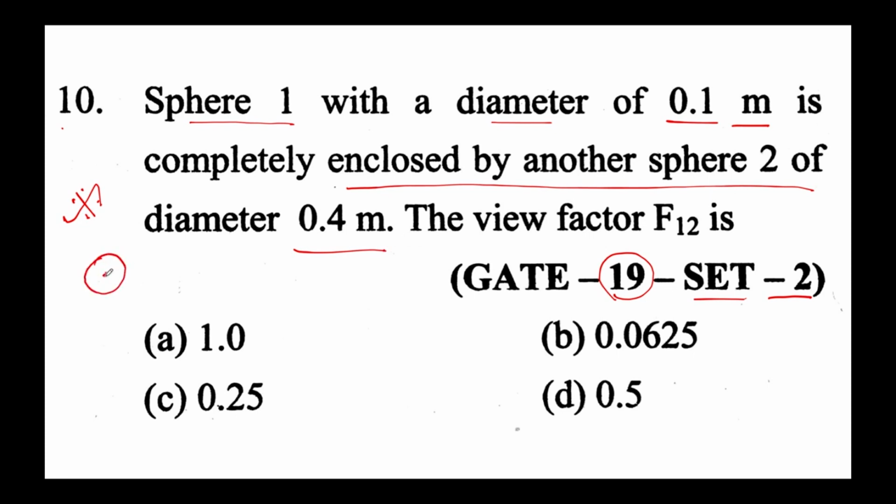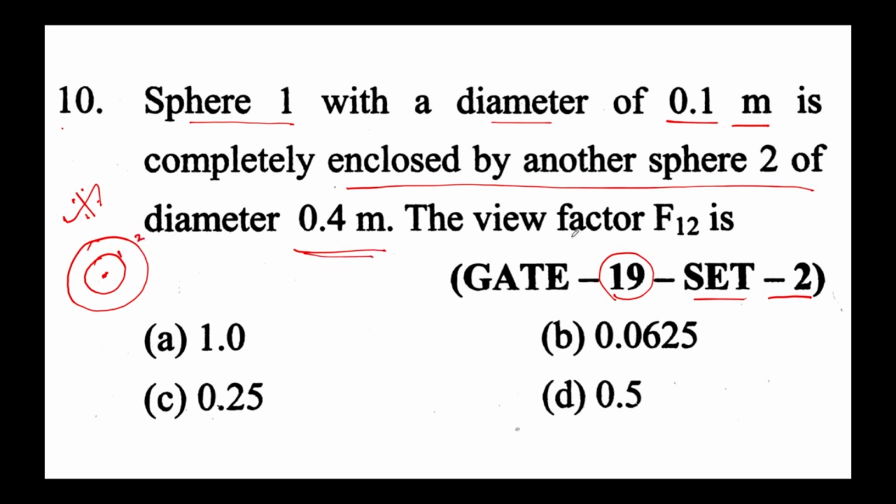So both are having the same axis, but two different spheres, right? Concentric spheres. And the diameter of the first one is 0.1 meter, and that of the second one is given as 0.4 meter. So let us take the inner sphere to be 1 and the outer sphere to be 2.